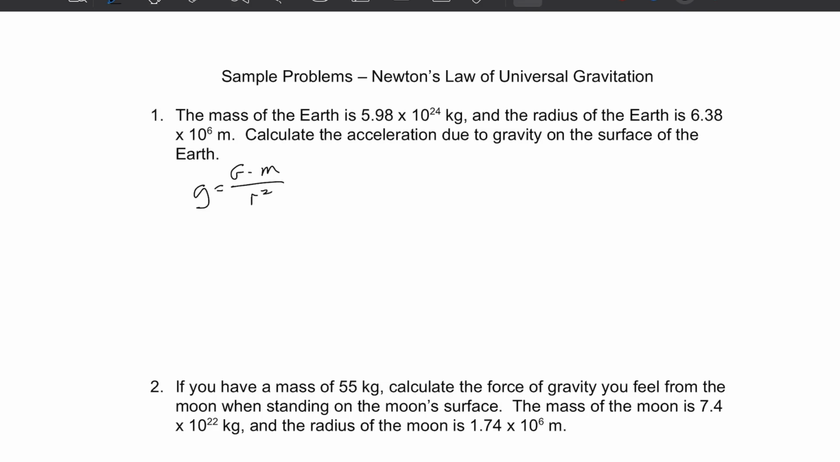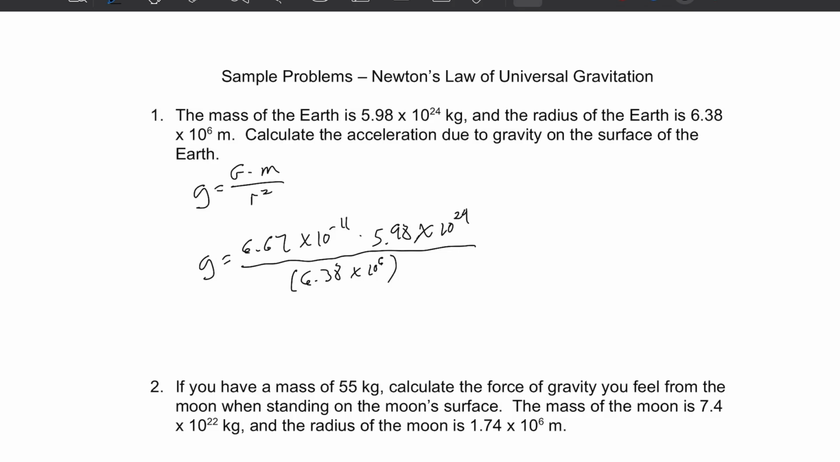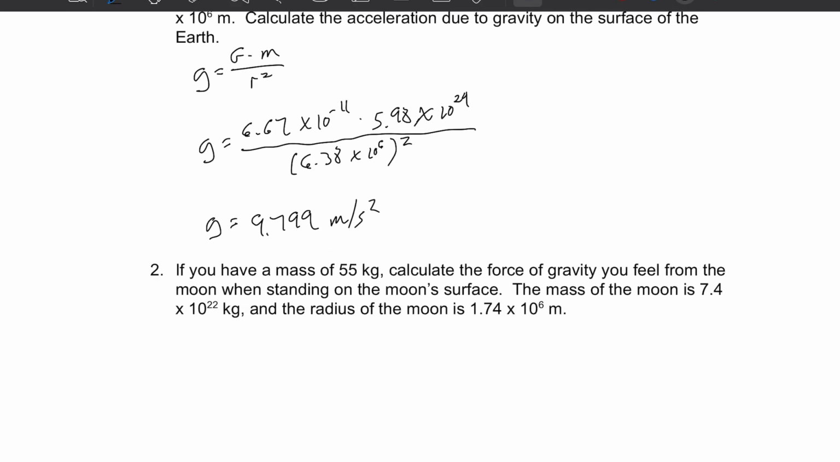Problem number 1 wants us to calculate the acceleration due to gravity. We know that is GM over r squared. G, our universal gravitational constant, is 6.67 times 10 to the minus 11. We're going to multiply that by the mass of the Earth that they gave us, 5.98 times 10 to the 24th power, and then divide it by the radius of the Earth, 6.38 times 10 to the 6, squared. Be very careful how you put this into the calculator and make sure you're getting the same solutions I'm getting as well. When I solve this, I got g is equal to 9.799 meters per second squared, because it's still an acceleration.